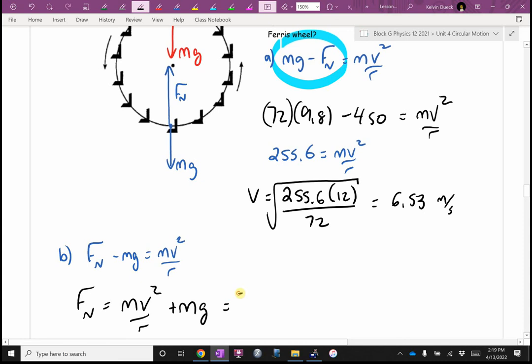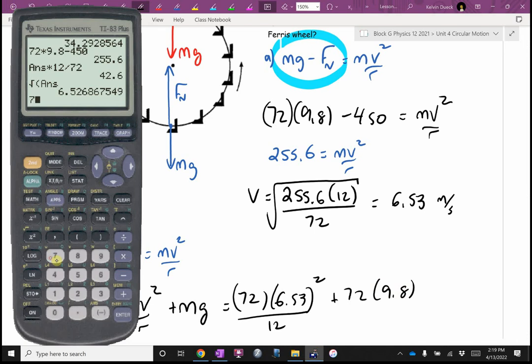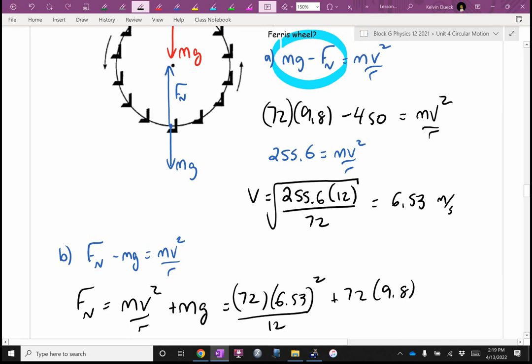Meanwhile, it's going to be 72. I'm going to write 6.53, but you know I'm using my answer button. Divided by 12 plus 72 times 9.8. 72 times answer button squared divided by 12 plus 72 times 9.8. Double check for typos. This might work out nice. Yeah, 961.2, 961. And that's a force, newtons.